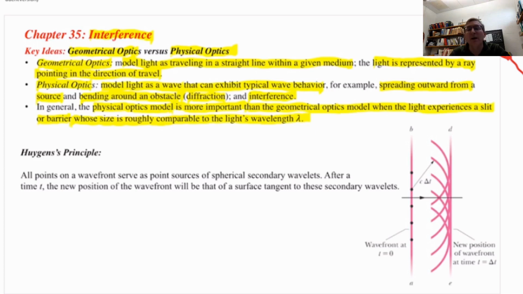So for physical optics, then, you tend to need some kind of a slit or barrier that's of the order of a micrometer. Once you get into hundreds of nanometers, you're getting close to a micrometer, which is a millionth of a meter, which is pretty small. So you have to specifically be looking at rather small obstacles for the light to encounter. But that is what we're going to be talking about in this chapter.